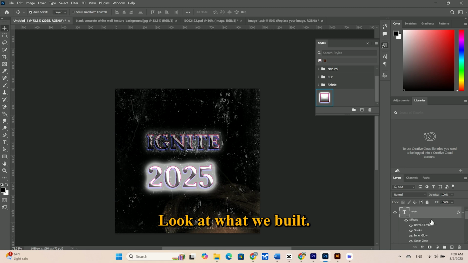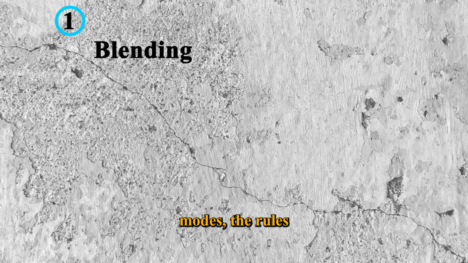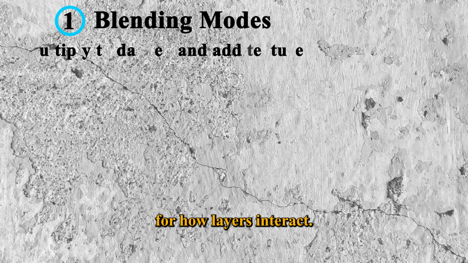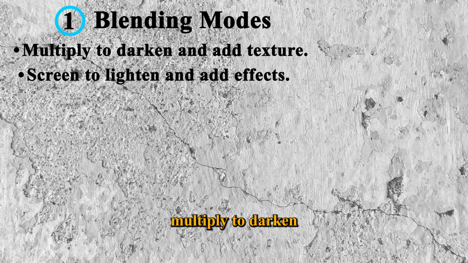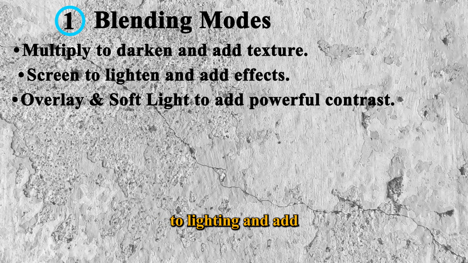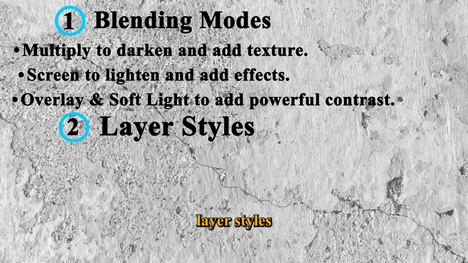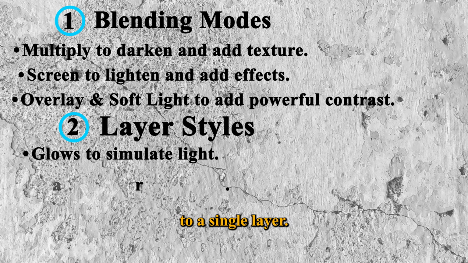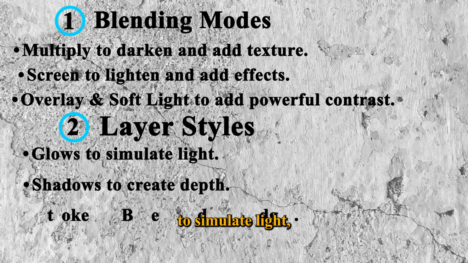Look at what we built. We didn't use a single filter, we used a system. We learned the secret language of layers. On one side, blending modes, the rules for how layers interact. We mastered the core four: multiply to darken and add texture, screen to lighten and add effects, overlay and soft light to add powerful contrast. On the other side, layer styles, the effects applied to a single layer. We learned to sculpt with glows to simulate light, shadows to create depth, strokes and bevels to define edges.